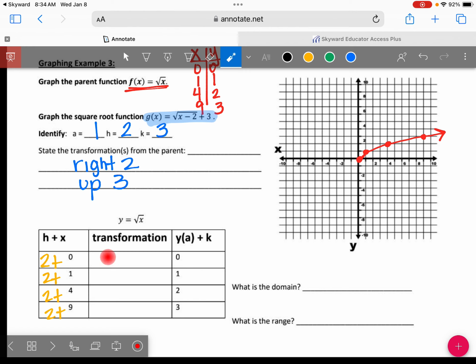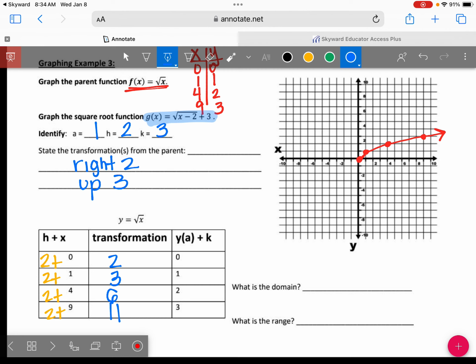Go ahead and get your new 4 numbers. So 2 plus 0 is 2. 2 plus 1 is 3. 2 plus 4 is 6. 2 plus 9 is 11.